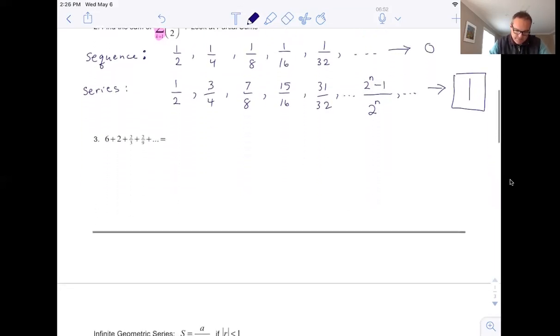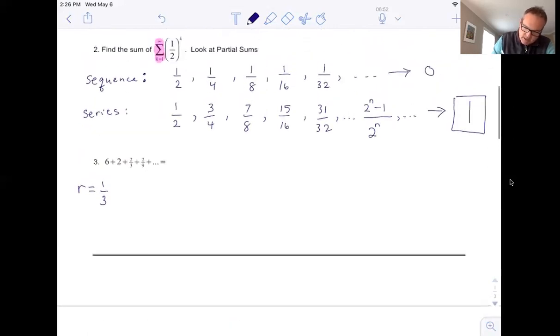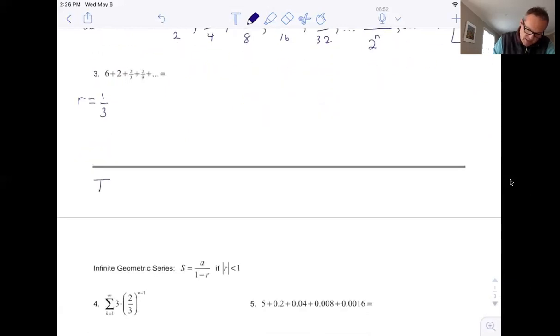All right, look at this third one. First of all, you have to figure out the pattern. Hopefully you figure out that as you go from 6 to 2, you're dividing by 3, or, more succinctly, you're multiplying by 1/3. So that's a common ratio. This is just like the last one. You keep multiplying by the same number. It's a geometric series, and it goes on forever. So this is an example of an infinite geometric series. And these are the ones we focus on because they have a neat little formula.